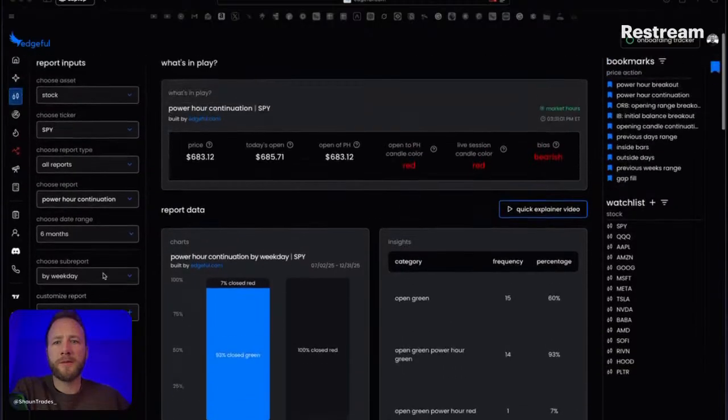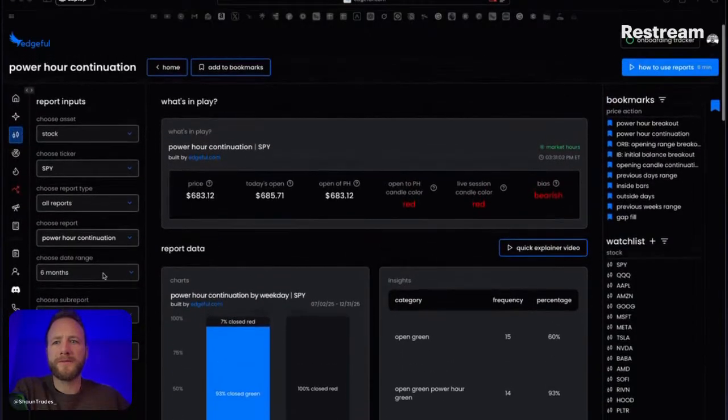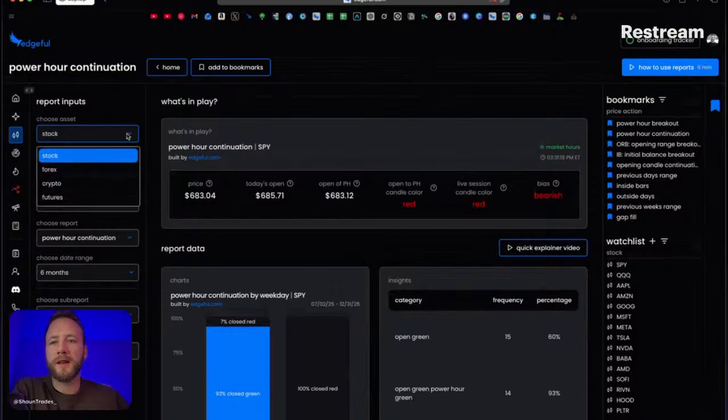But this is the Edgepool platform. First of all, I've come up with, actually remind myself of what the power hour continuation does. I always get confused by it, but that's just me. I get confused easily. But yeah, you can see the power hour continuation here. I've chosen stock SPY as the asset here.